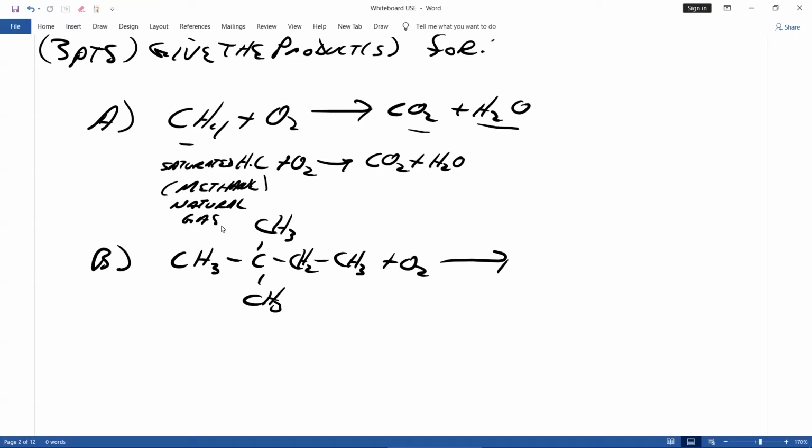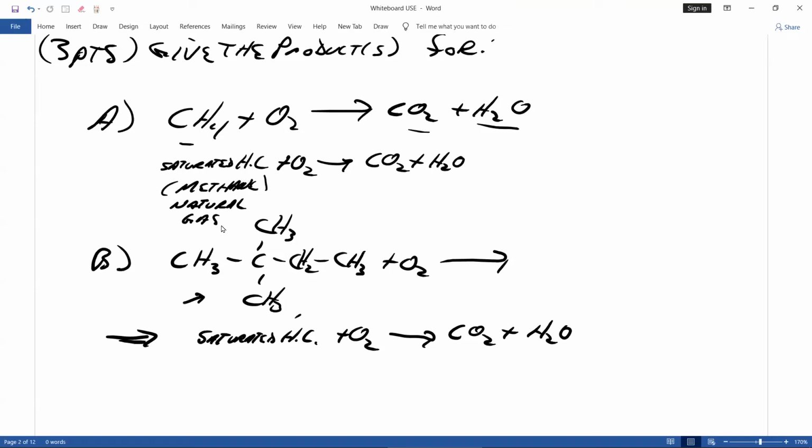And the question is, give the product or products for the following, 3 points each. And you look at the molecule and notice there's only carbon, hydrogen, and carbon-carbon single bonds. And that means this is a saturated hydrocarbon. And we're reacting with the oxygen. And the general reaction you have memorized, hint, hint, gives CO2 plus water.